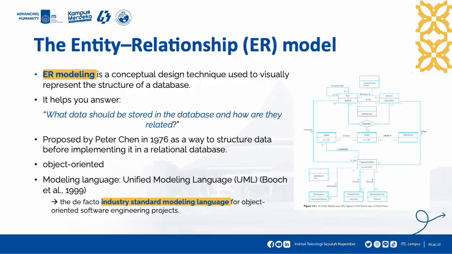And a little bit of history. It was proposed by Peter Chen in 1976 as a way to structure data before implementing it in a relational database, and it's object-oriented. For example, if you use the modeling language UML, it will look like the diagram on the right. But of course, you can use other modeling languages, but it should be clear and free from ambiguities.